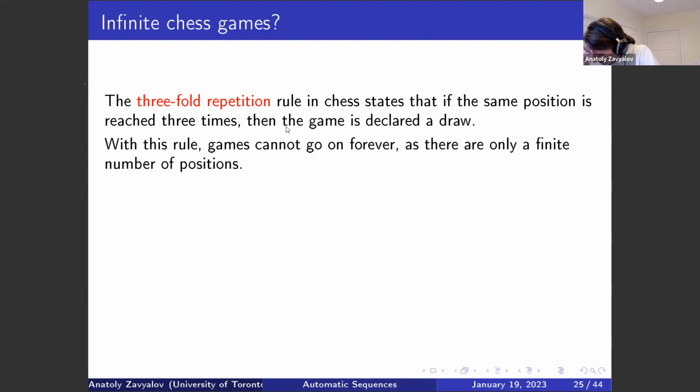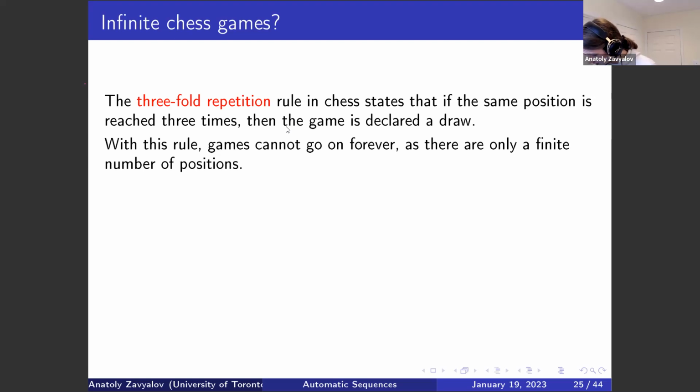Let's look at another example, which is chess. I'm sure a lot of people here have played chess. And if you have, then you know that there is a threefold repetition rule, which states that if the same position on a chessboard is reached 3 times in a game, then the game is declared a draw. With this rule, you can figure out that you can't have infinite games because there are only finitely many pieces on the board, finitely many squares, so finitely many positions. Eventually, if the game is long enough, you're going to have positions that repeat inevitably.